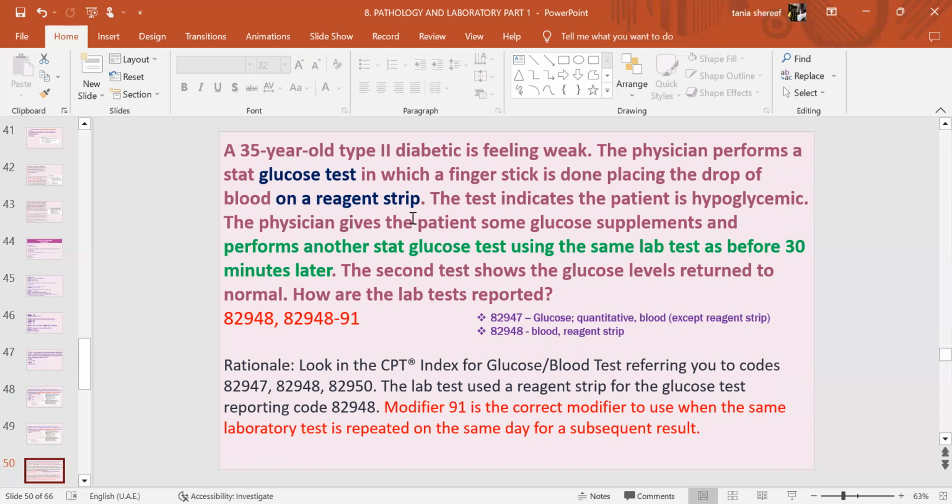So if the same laboratory test is repeated the same day for a subsequent result, how can we report? Modifier 91 is the correct modifier to use when the same laboratory test is repeated on the same day for a subsequent result. So for the glucose quantitative reagent strip, the code is 82948. We did two tests on the same day, so we have to report 82948 twice, but with the second code, we have to report the modifier 91.